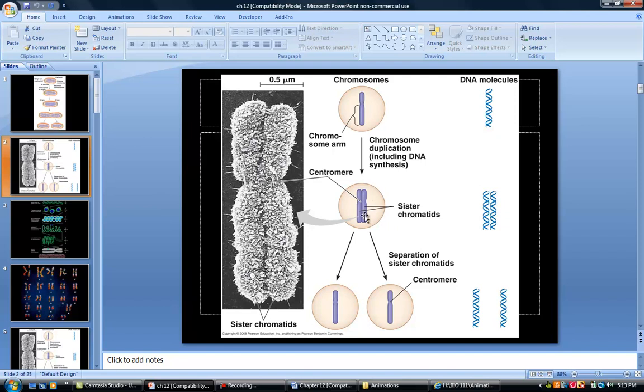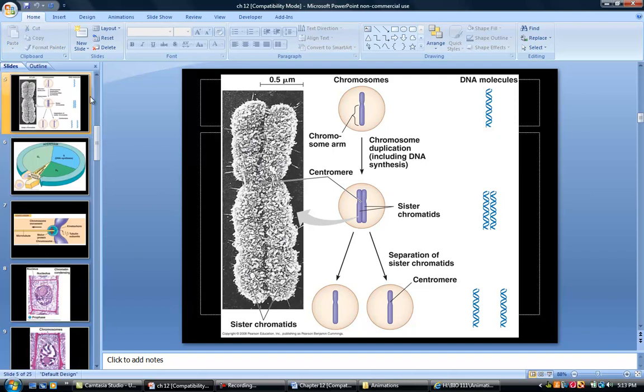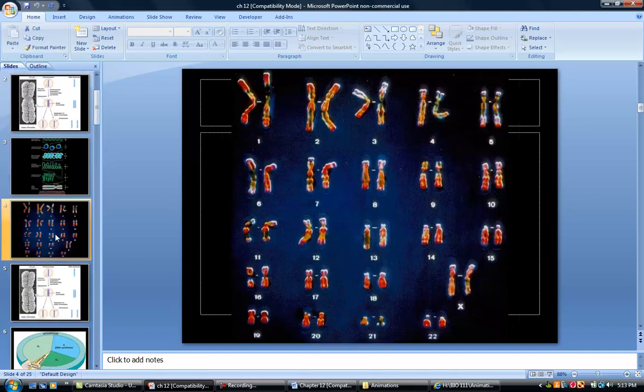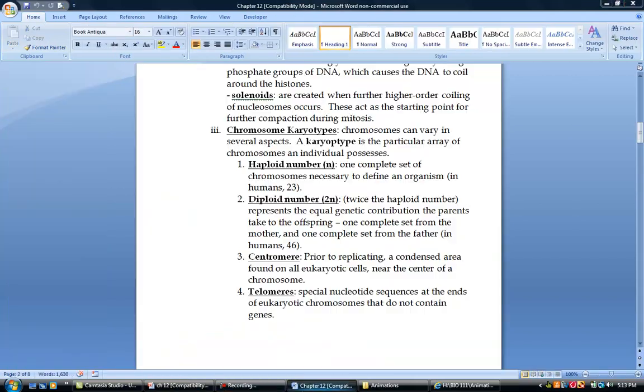So you have two sister chromatids together, and let's say this one is the one from your father, this one is an exact copy of the one from your father. Now if you look at this slide right here, you can kind of see that, right? You can look at this one, and then you can see there's an identical one right next to it. So that's a copy of the one from the dad, and then you've got the one from the mom, and then a copy of the one from the mom. So that's what we're talking about there.